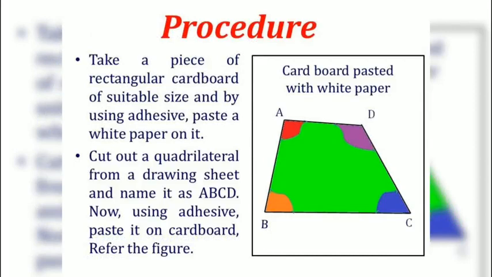So what is the procedure to verify the angle sum property of a quadrilateral? Take a piece of rectangular cardboard of suitable size and, using adhesive, paste a white paper on it. Cut out a quadrilateral from a drawing sheet and name it ABCD. Now using adhesive, paste it on the cardboard. Refer to the figure. In this figure, the quadrilateral ABCD is pasted on a cardboard.